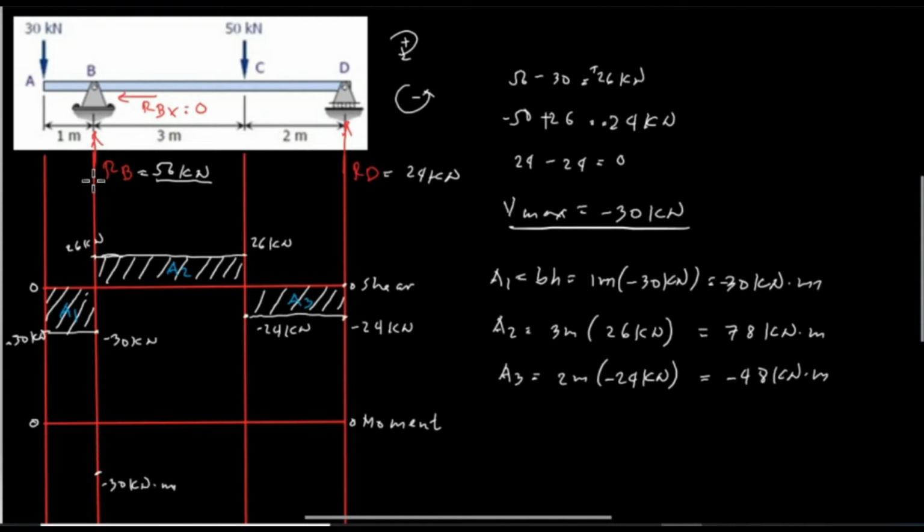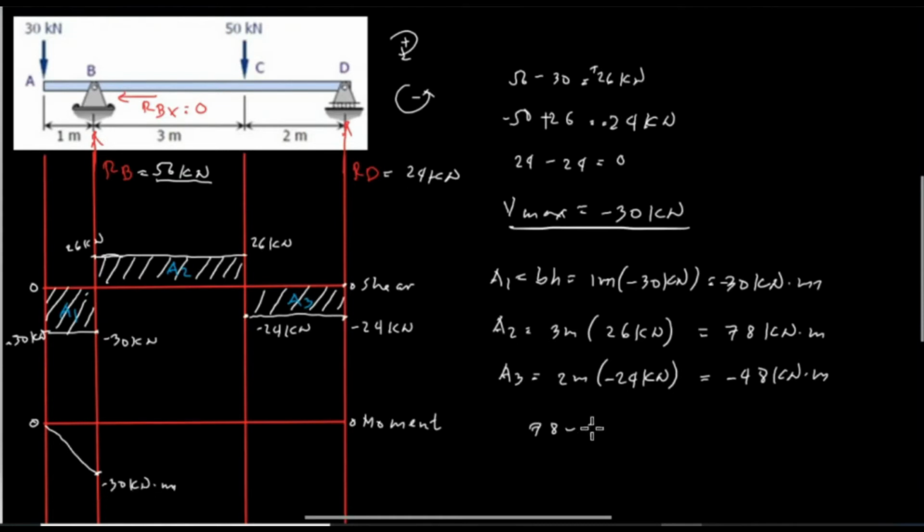And from A to B we have no load, so the line is horizontal, and the next curve or line is diagonal. So from A, the direction is going to negative 30, which is a straight line or diagonal line. Next, from point B to point C, we have area 2, which is 78 kilonewton meter, and 78 kilonewton meter is positive, added to the value at B, which is negative 30.